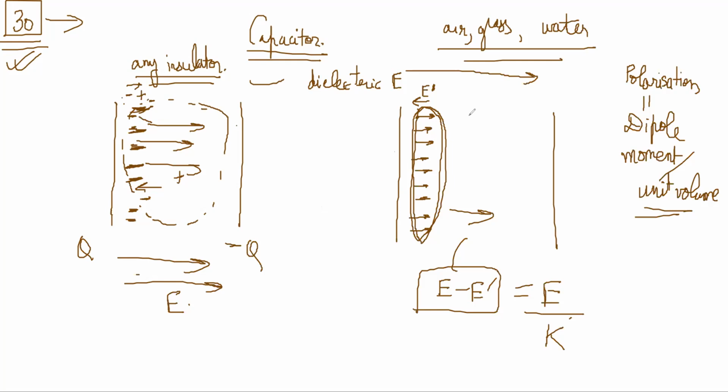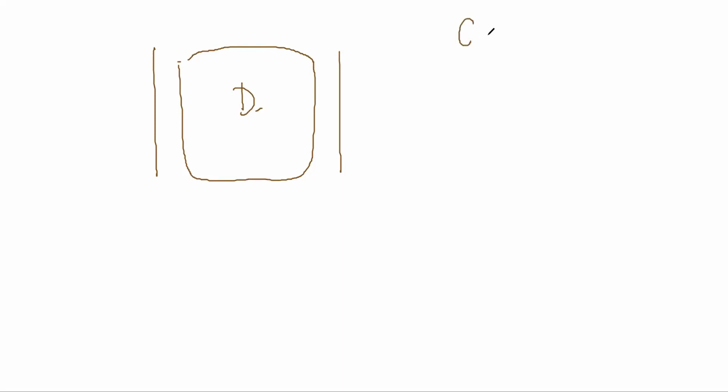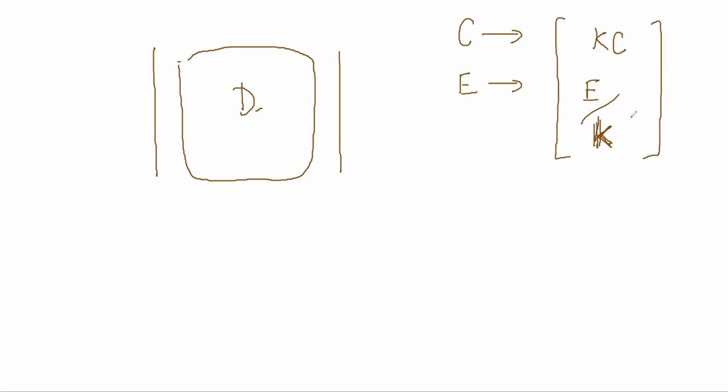Upon introducing a dielectric, the net field becomes E by K. So the presence of a dielectric like this causes two things. It causes the capacitance of the system to become K times C and the field inside to become E by K. These are the two things that you need to keep in mind. Capacitance of the system becomes K times C and field becomes E by K, right?